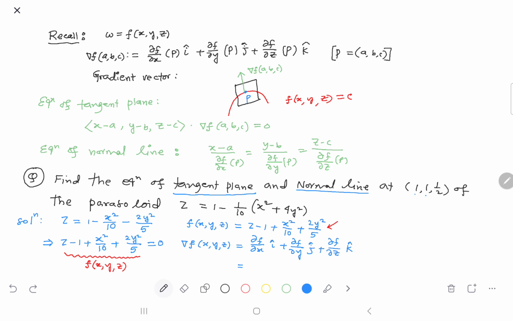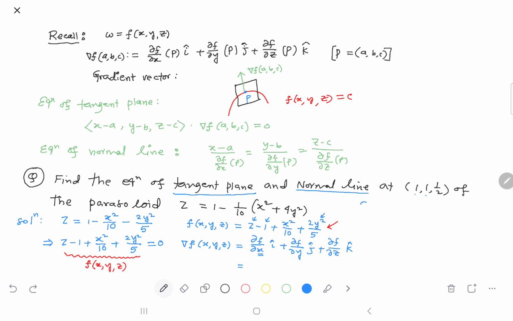So it would be z minus 1 plus 2x over 10. Plus 2y squared over 5? No, they are constants. When you are taking the change with respect to x, this means z is constant, 1 is constant, y is constant. So the derivative of a constant is 0, right?